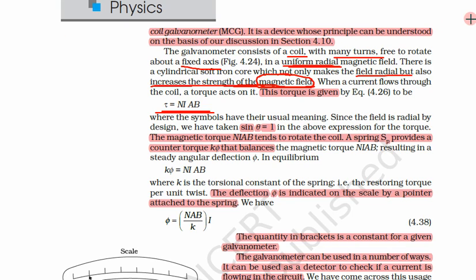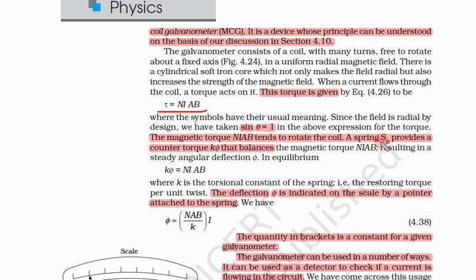Now, you would ask, where is this sine theta? Sine theta is 1 because the magnetic field is radial. Since the field is radial by design, we have taken sine theta equal to 1. We have designed it in such a way that the magnetic field is radial. So, torque is N I A B. This magnetic torque N I A B tends to rotate the coil, that you know.